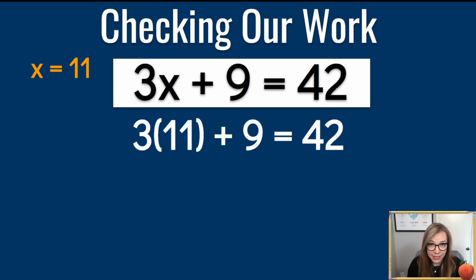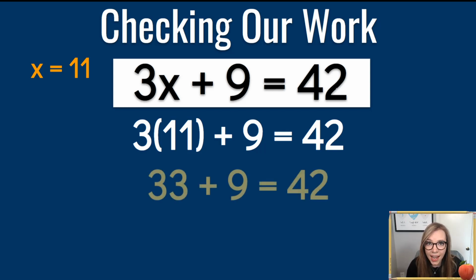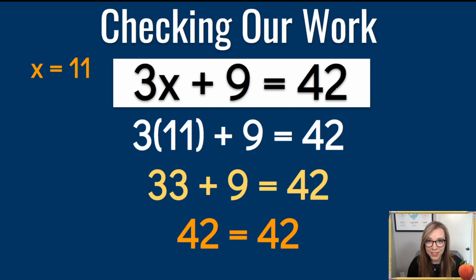So now that I've rewritten it, I'm going to follow order of operations to solve, which means I need to multiply 3 times 11 before I add that 9. So when I multiply 3 times 11, I'm left with 33 plus 9, and then I can add to get 42. And 42 equals 42, and we have that balanced equation.